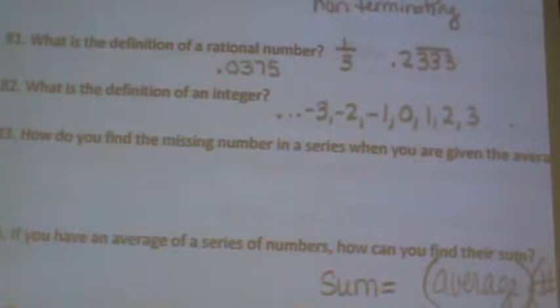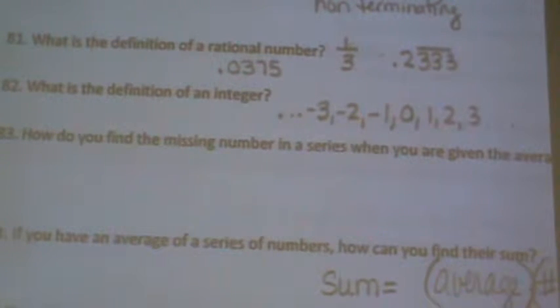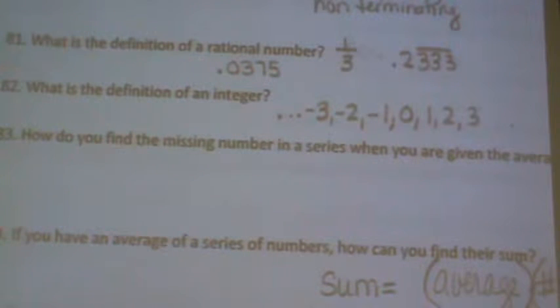81. What is the definition of a rational number? A rational number is a number that you can write as a ratio of two integers. It's a repeating decimal or a terminating decimal. So you should know that. What's an integer? An integer is a whole number and their opposites. So -3, -2, -1, 0, 1, 2, 3, those are integers, positive and negative, but there's nothing in between. It's not like 3.5, that's not an integer, okay?